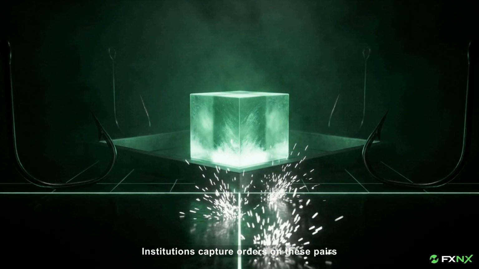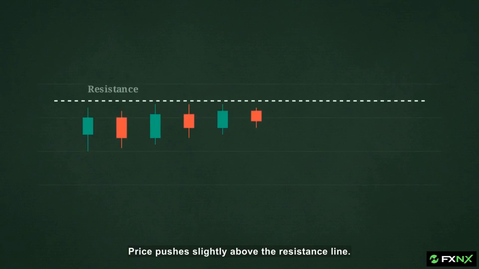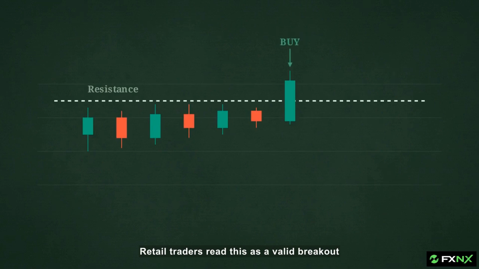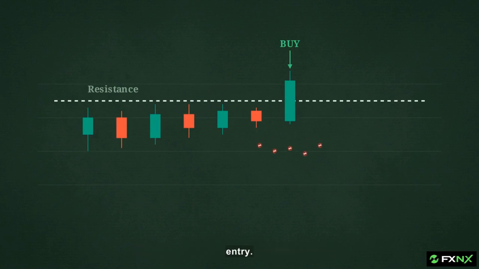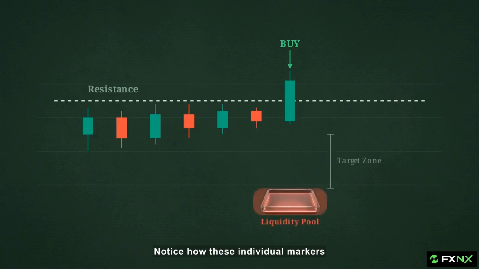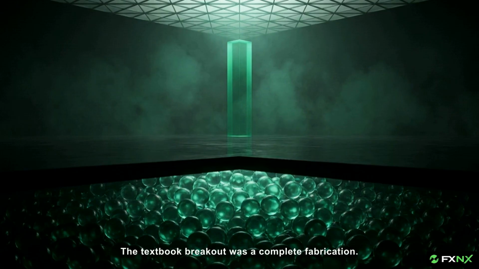Institutions capture orders on these pairs using a tactic called inducement. They create deliberate, false signals to manipulate retail sentiment. Look at this chart. Price pushes slightly above the resistance line. Retail traders read this as a valid breakout and rush to buy. They place stop-loss orders just behind their entry. Notice how these individual markers merge into a massive, concentrated target zone. The textbook breakout was a complete fabrication. It was engineered specifically to group retail stop-loss orders together so smart money could target them.